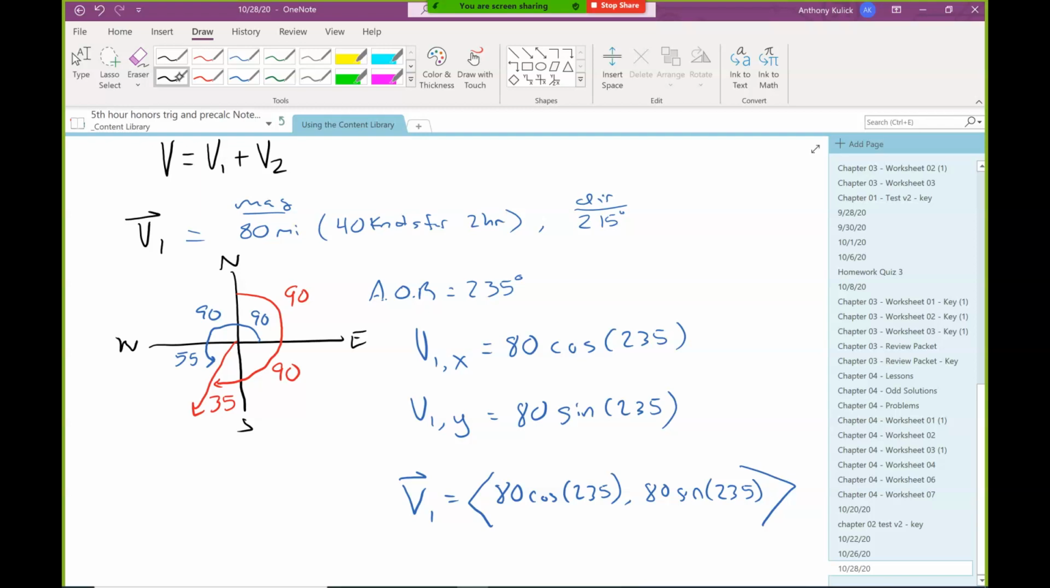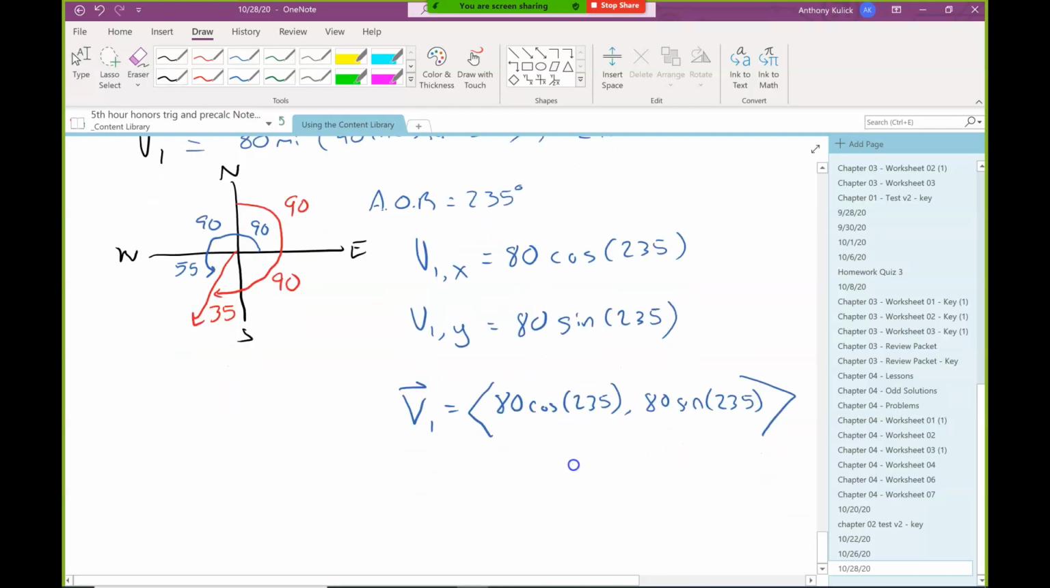So let's repeat that same process with V2. So V2, we were going 55 knots for 3 hours. So our magnitude is 165. And our direction was 162 degrees.